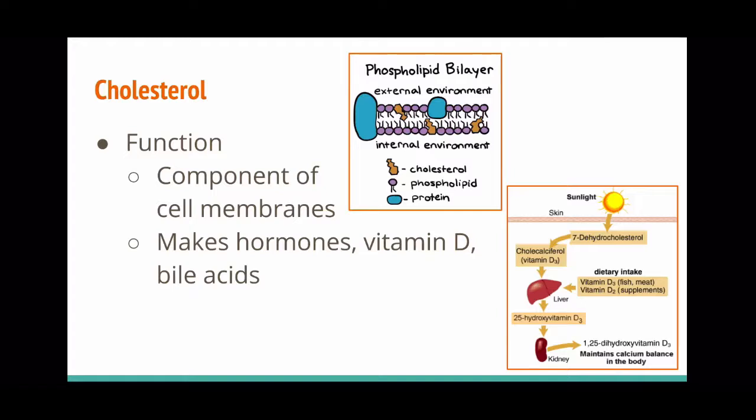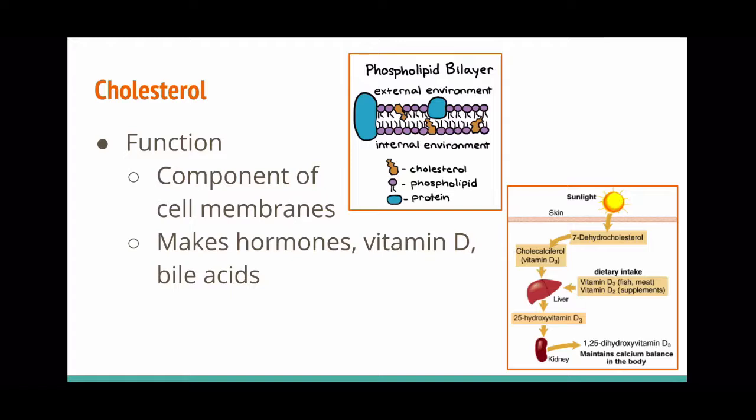It's also used to make really essential molecules like hormones, which is how our body systems communicate with each other, so they are essential in order for our body to function correctly. It's also needed to make vitamin D. When you go outside, the sunlight hits your skin, and the sunlight is going to react with cholesterol in order to make vitamin D.